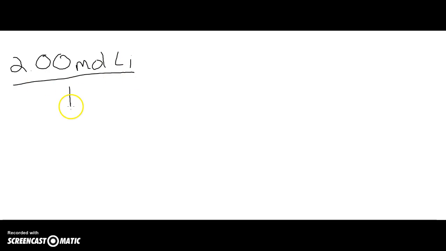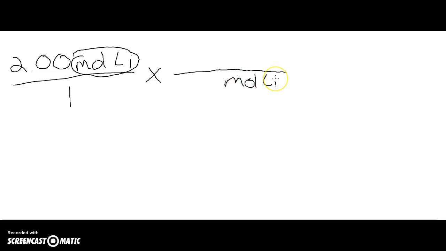Okay, moving down to question number 8. It says how many atoms are in 2.00 moles of Li. So if I write my given, oh, I gotta have a brush in order to do that. If I write 2.00 moles of Li over 1, it's going to be multiplied by something. And I know that on the bottom of my next fraction, I need to have moles of Li because I'm going to try to cancel that out. So moles of Li goes down here.